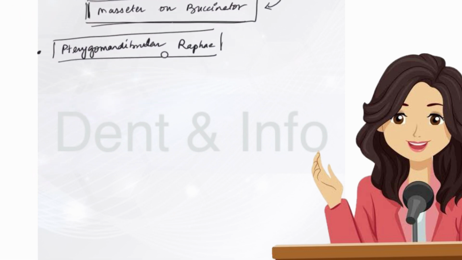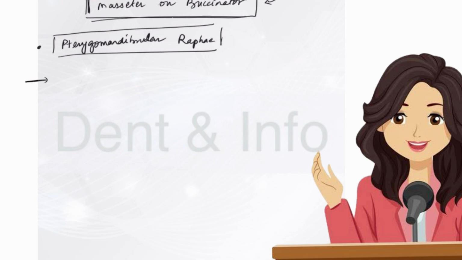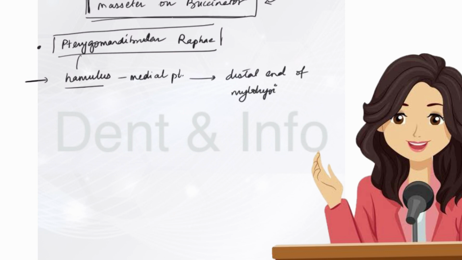So coming back to now pterygomandibular raphe, what does it originate from as the name suggests? It originates from the pterygoid hamulus of the medial pterygoid plate, right, and attaches to the distal end of mylohyoid ridge, right? That is your pterygomandibular raphe.